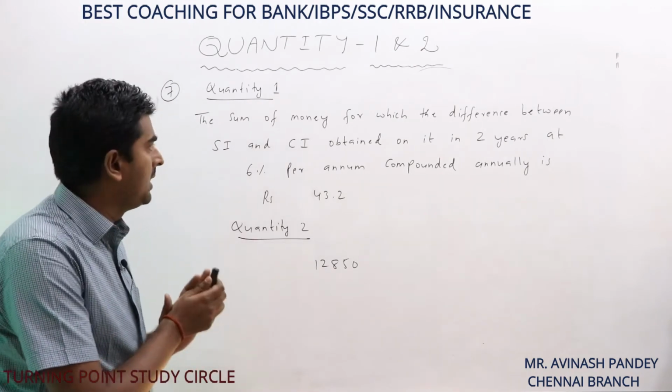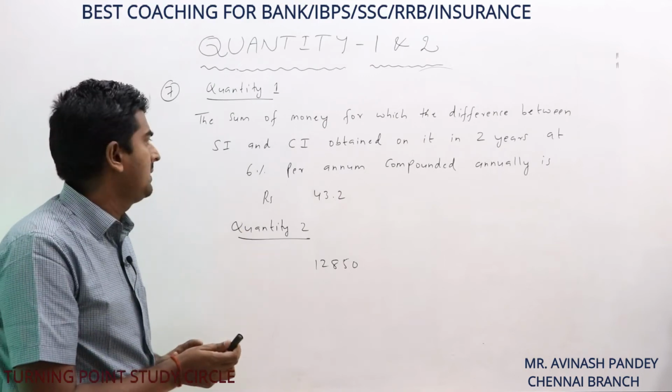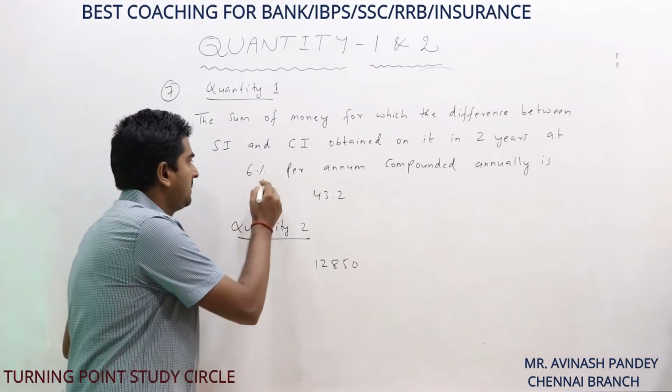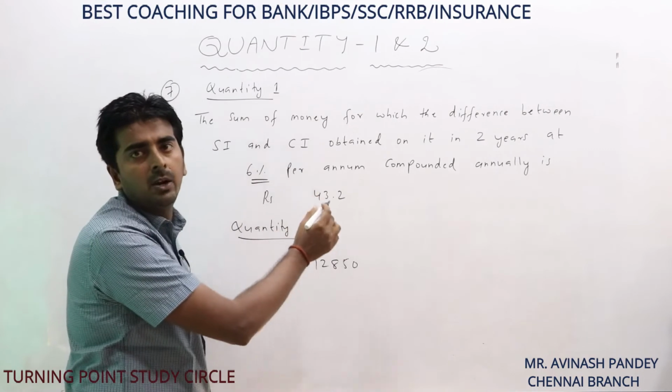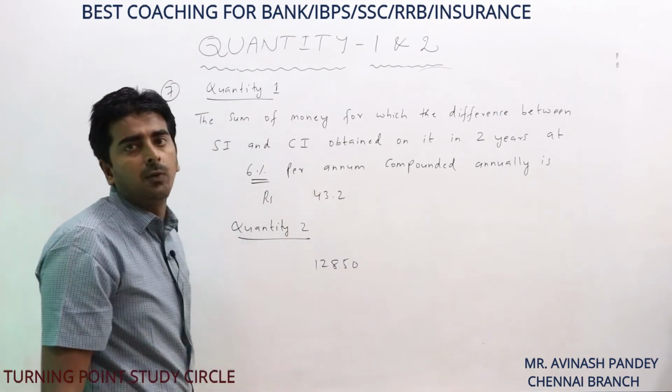So clearly they have given the difference between SI and CI, and time is also given, 2 years, and R also they have given you, 6% per annum. And what are they asking you to calculate? Principal. Sum is nothing but principal, right? So one way is nothing but the formula method, right?